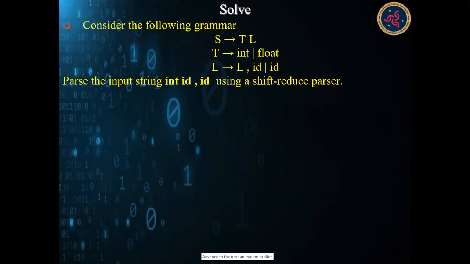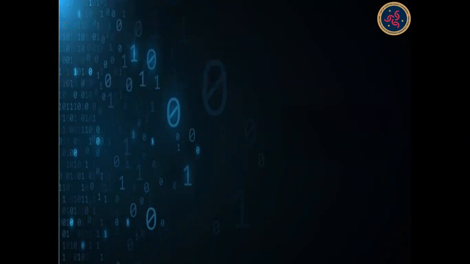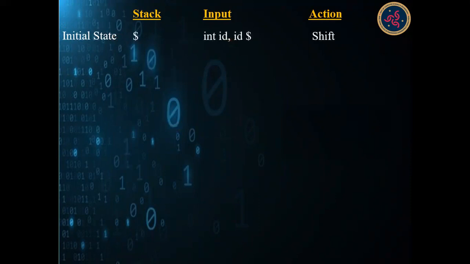Okay, so here we need to have two data structures, that is a stack, and we need to have an input buffer also. Initially the stack will be having only a dollar symbol, and after the end of the input symbols we also have a dollar symbol. So the initial state will be like this way, that is stack with the dollar symbol, and the input string is int id comma id, and it will have a dollar symbol at the rightmost end of this buffer.